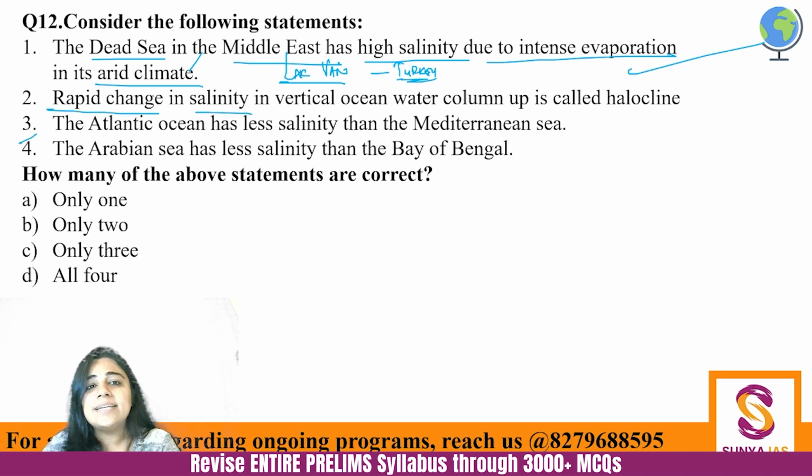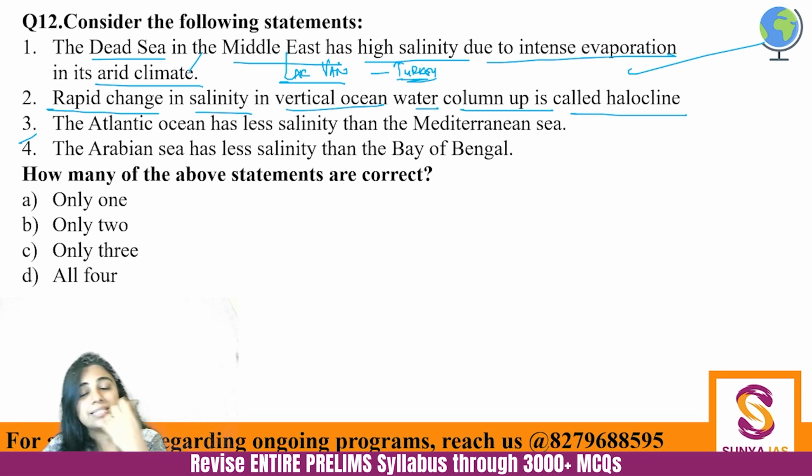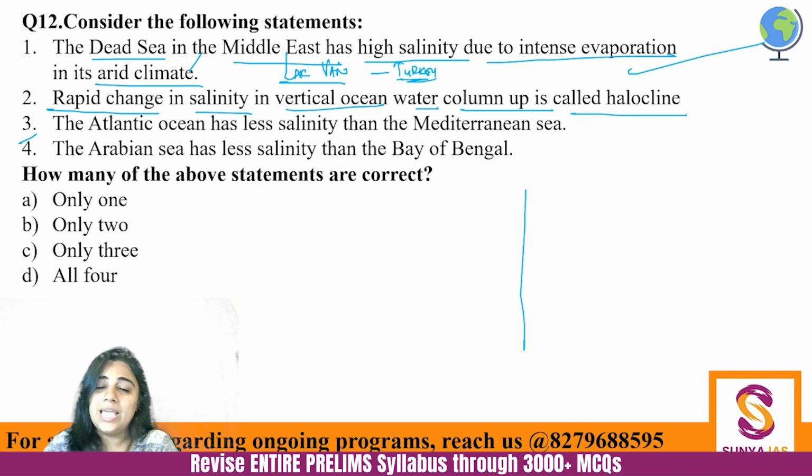Rapid change in salinity in the vertical ocean water column is called halocline. This I have already asked you, but I'll tell you that there comes a point in the ocean after which, इस तक तो थोड़ा आराम से salinity जो है change हो रही है. After that, the salinity keeps changing rapidly and this point is called halocline. ठीक है, so इसे halocline बोलते हैं. So second one is also correct.